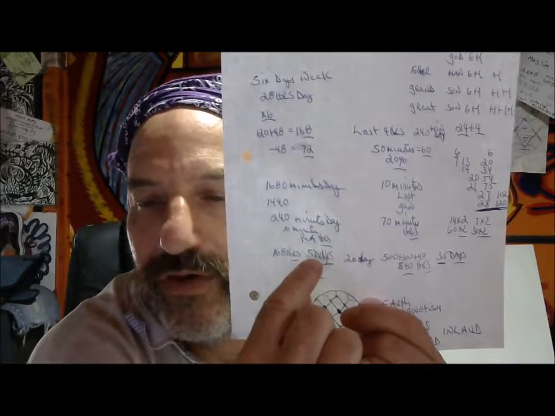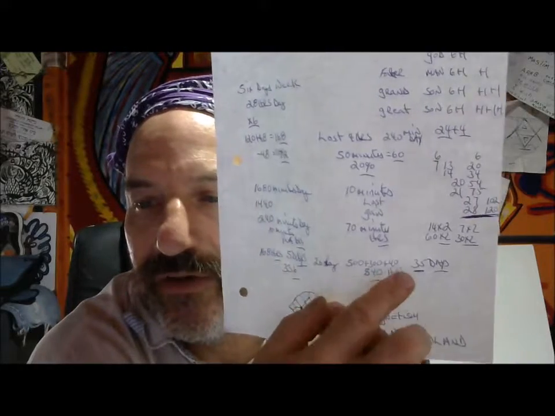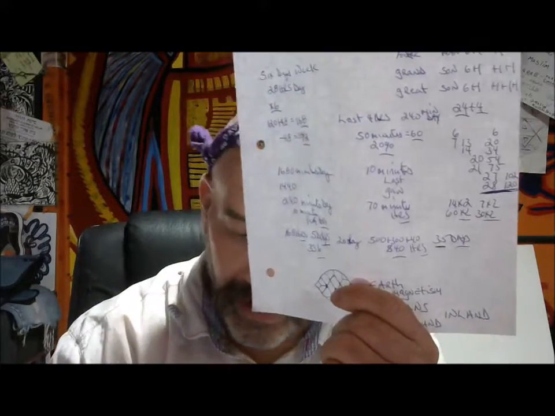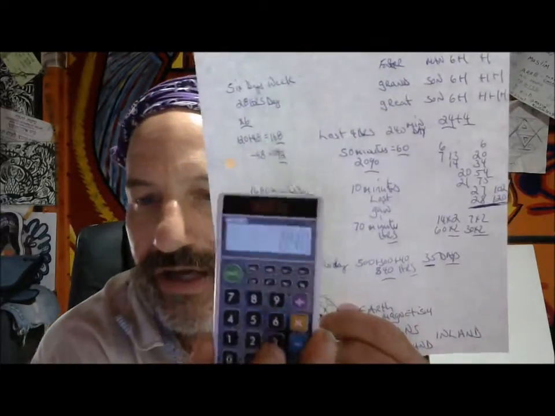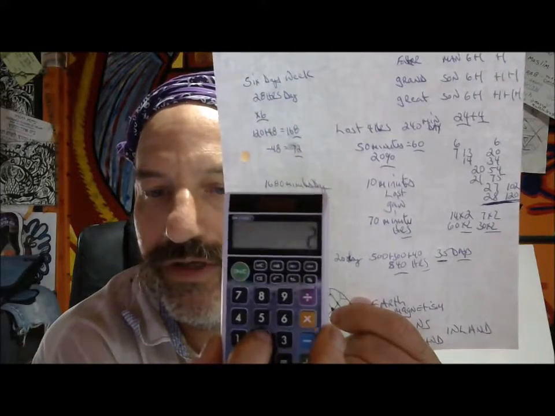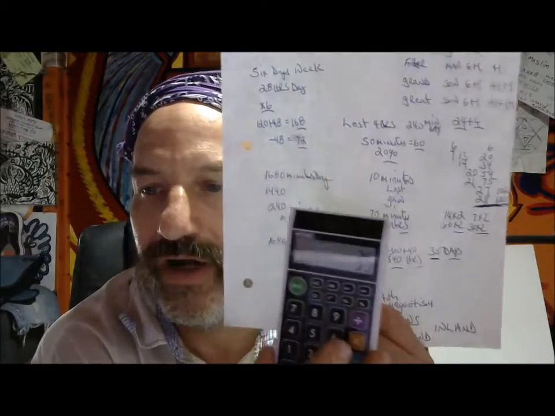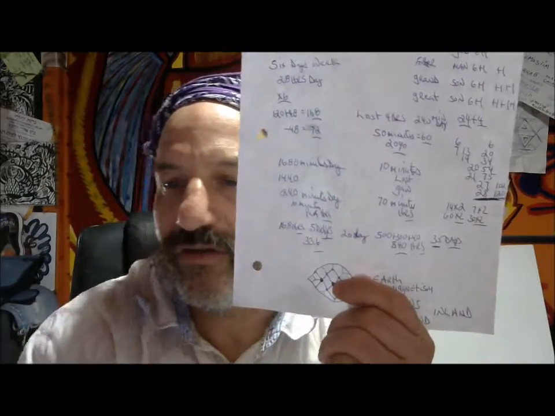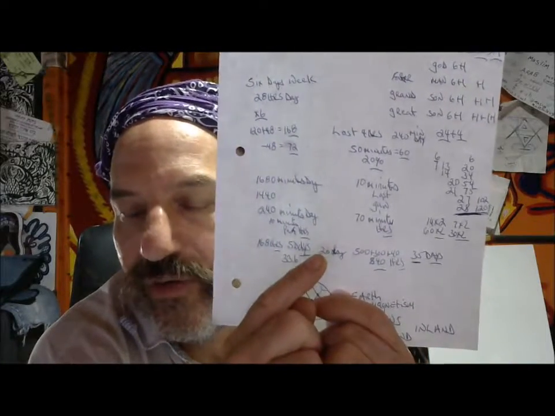4 parts, 4 fives, 840 hours. 840 hours is 35 days. 840 divided by 24 equals 35. 35 days, 1 week. 4 weeks is 20 days.